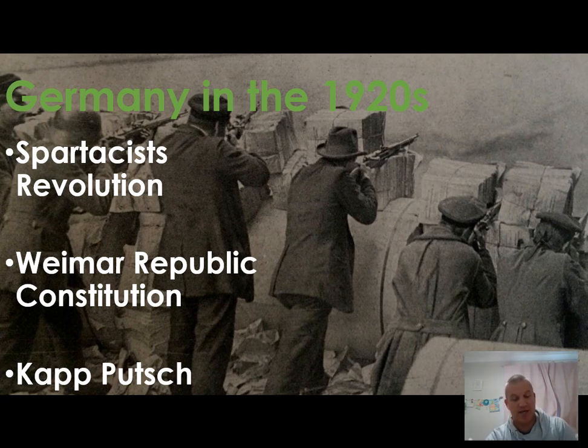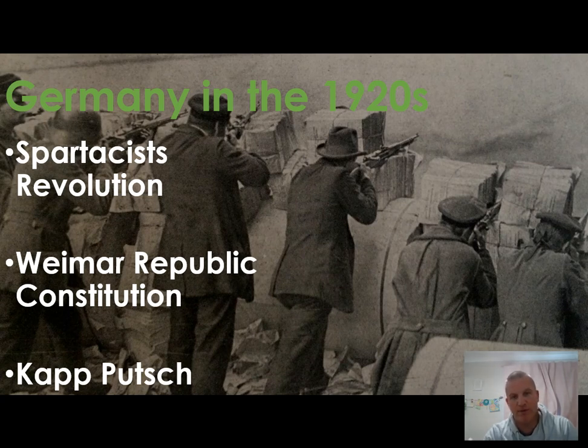So the Spartacists are led by Karl Liebknecht and Rosa Luxemburg, and they want to overthrow Ebert. So Friedrich Ebert is the president of the Weimar Republic. They want to overthrow him. They want to set up a council of workers, just like in Russia. And so these guys, they fight on the streets.